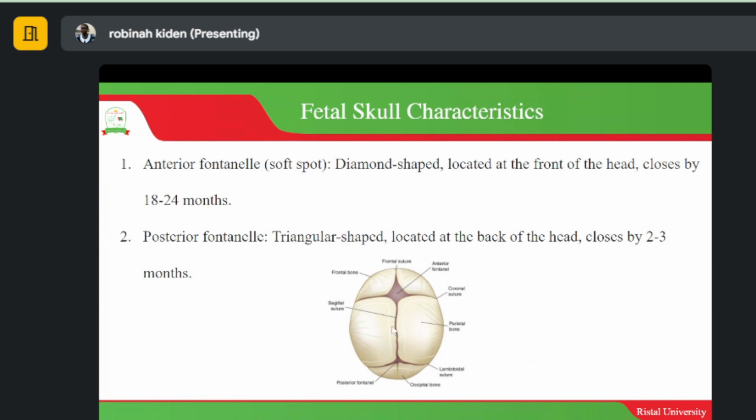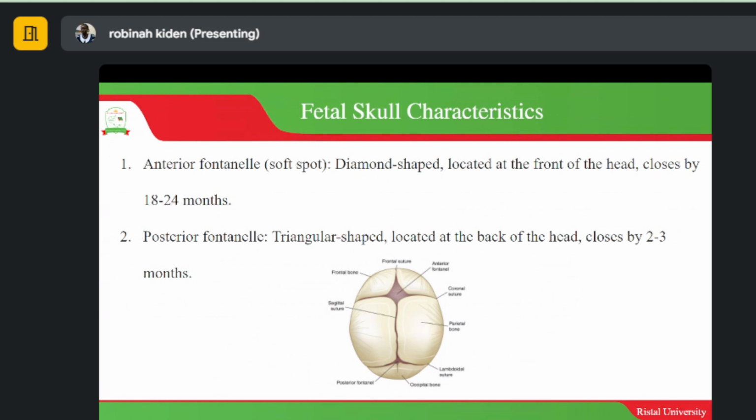We have the anterior and the posterior. So the anterior fontanelle is diamond shaped. Then the posterior is triangular shaped. So when doing vaginal examination and you touch a membranous area which is diamond shaped, it means that is the anterior fontanelle, and it normally happens in brow presentation, which is very difficult to be delivered, cannot be delivered actually.